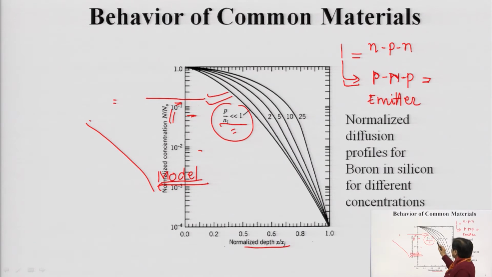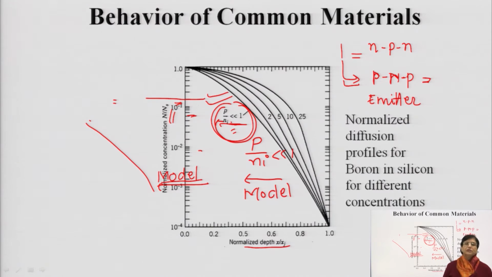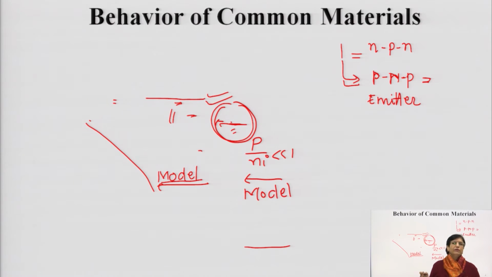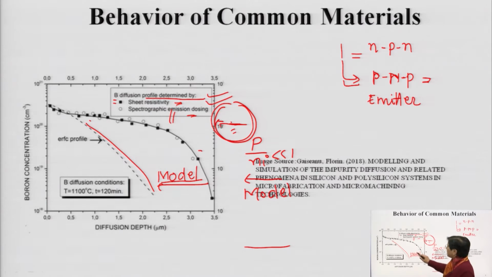Now, as we go ahead, please understand, as the concentration gets closer to Ni, that is the intrinsic concentration, so the ratio P by Ni becomes much less than 1, the profile approaches the model profile shown by the mathematical function, that is the complementary error function. As you go higher in value, the diffusion profile deviates from the original mathematically modeled diffusion profile. This is again shown over here.